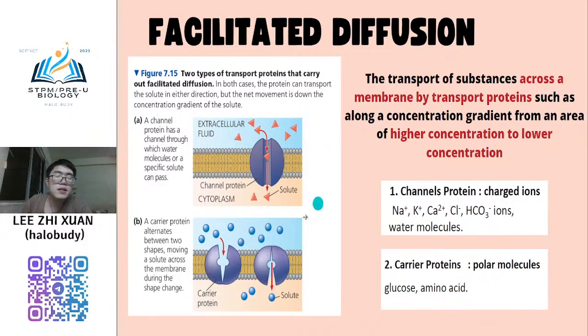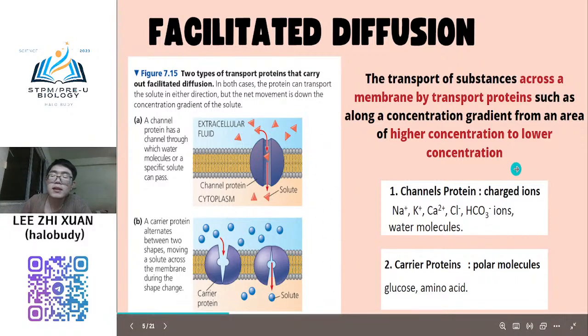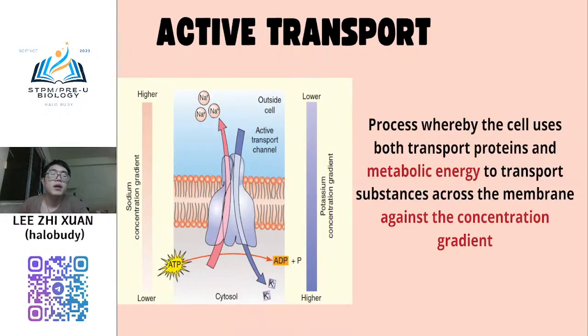Okay, so this one is about facilitated diffusion. Now it is about active transport. This one is most important, because active transport is very special compared to simple diffusion. Simple diffusion is down the concentration gradient. If it involves down the concentration gradient, it will not involve energy. It does not need energy, because it goes from high to low concentration. It happens automatically.